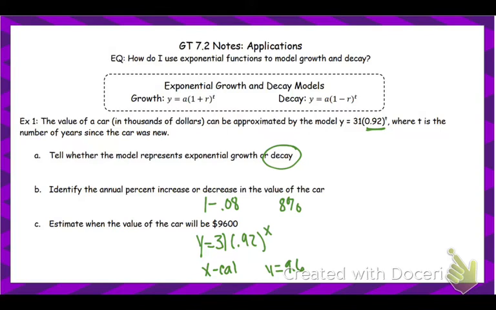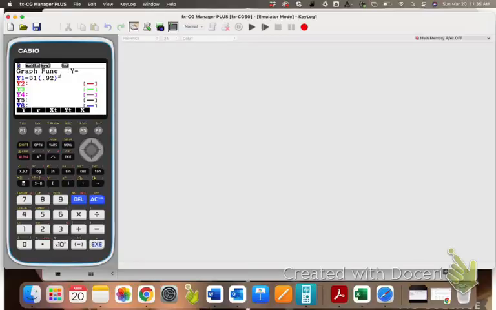So I'm going to go ahead and pull up my calculator, but again, let's just look at this real quick. We're going to plug in our equation into y equals. We're going to graph it, and then we're going to go to xcal and do 9.6. All right, so I've got my calculator here. So here's my equation plugged in. I'm going to go ahead and graph this.